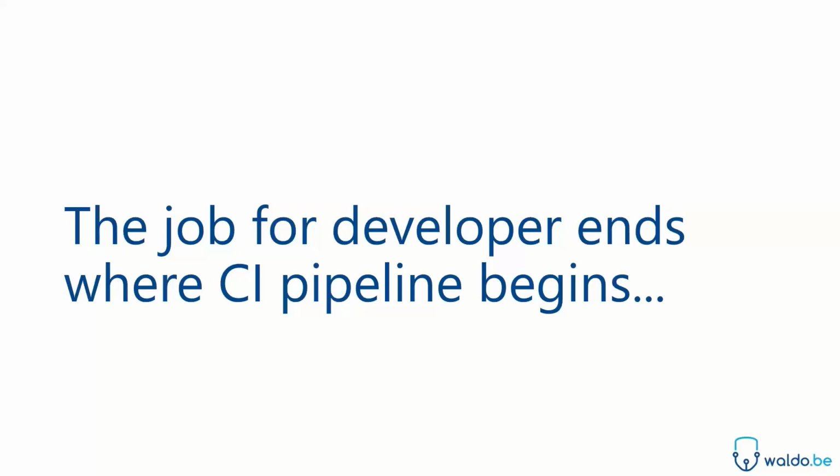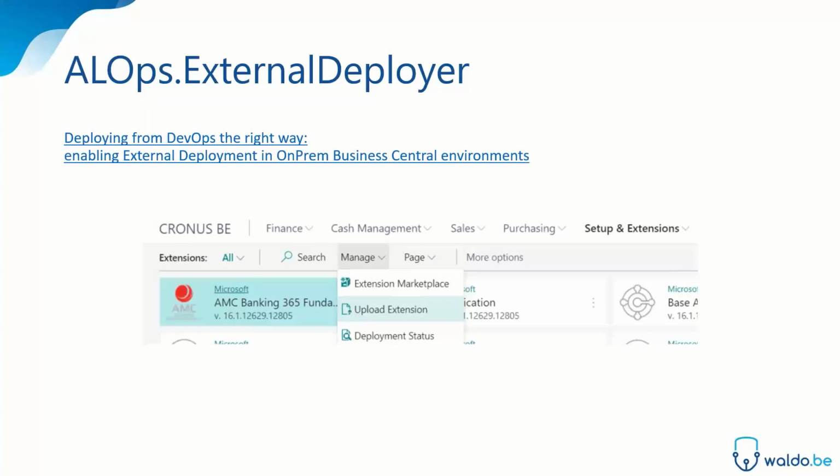So this is also where the job for the developer ends, because where the CI pipeline begins is where the developer ends his job. Now, this is not where it ends. Obviously, there is still a lot of deployment that we need to do.